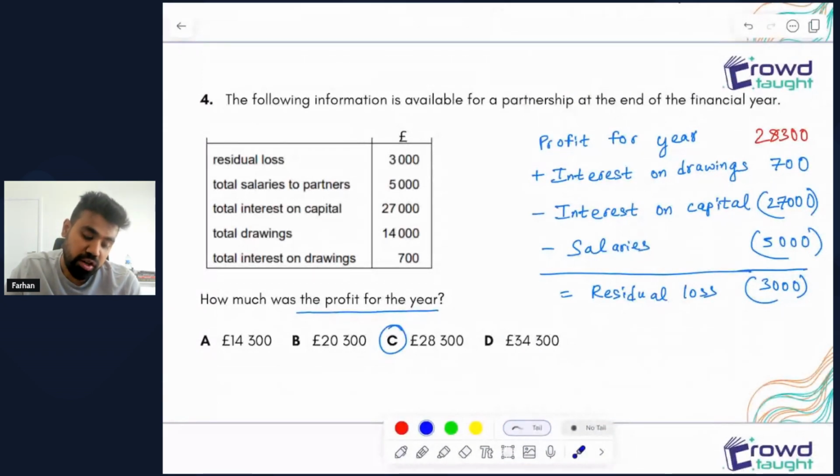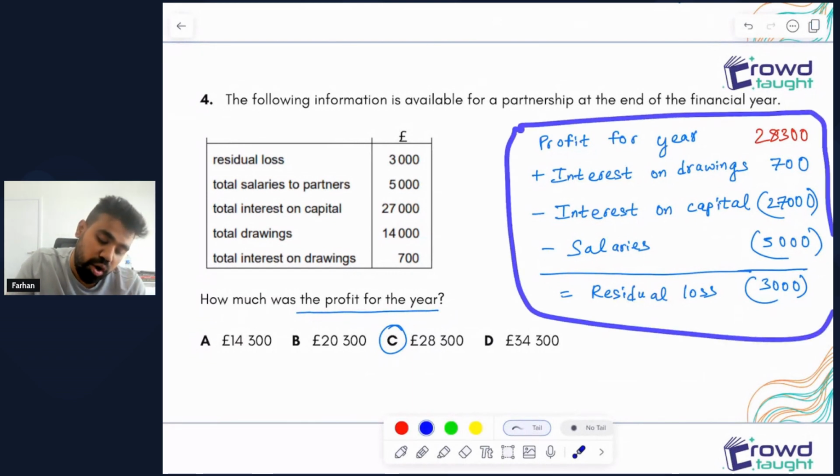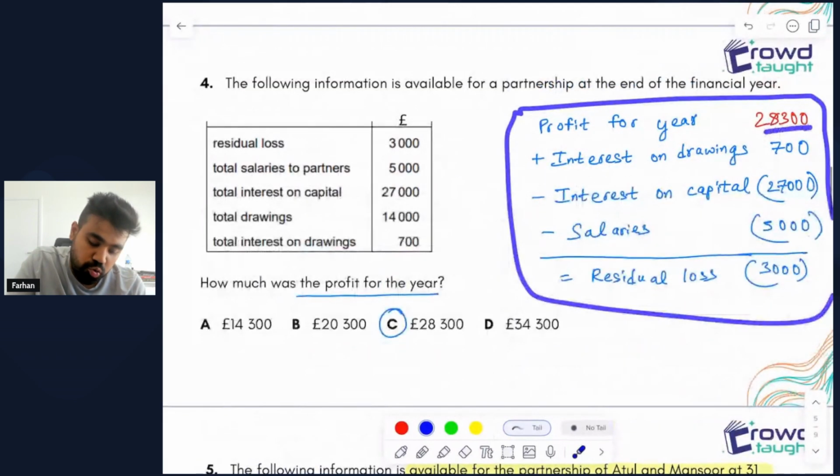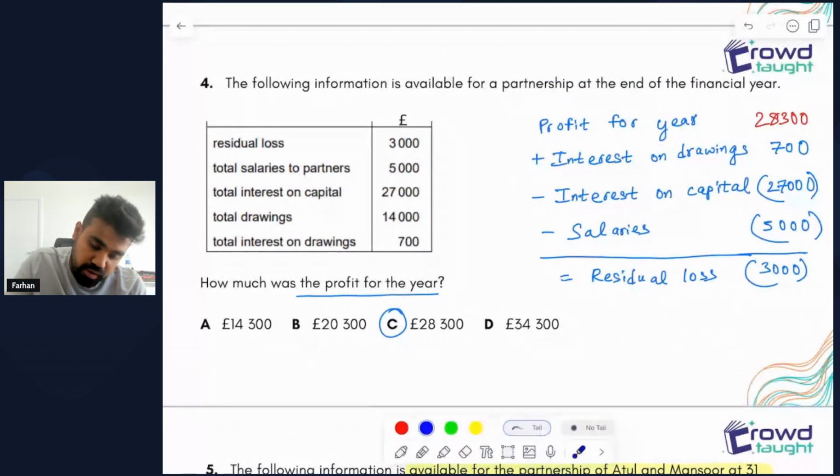The following information is available for a partnership at the end of the financial year. Again, the question is asking how much was the profit for the year. In other words, the question is asking what is the profit for the partnership. So we have again created an outline for the appropriation account to begin with. The profit for the year, as you can see, 20,300 pounds in red is something that we derived at the end. So let's just assume to begin with that this amount is not there.